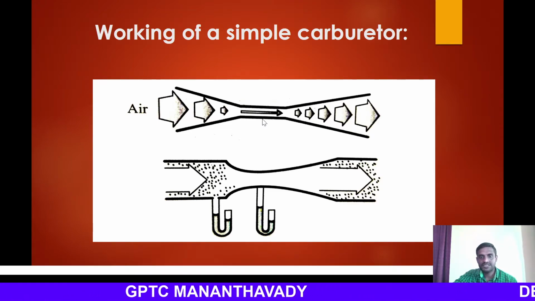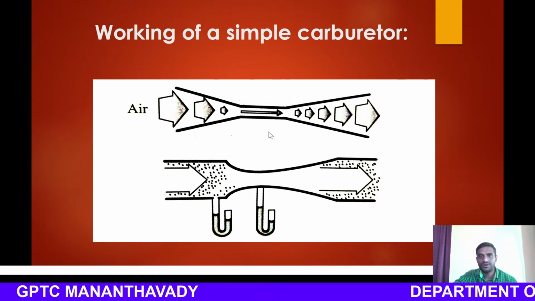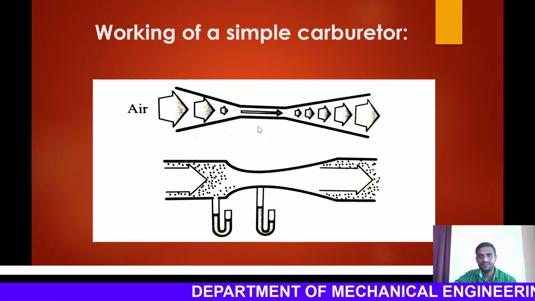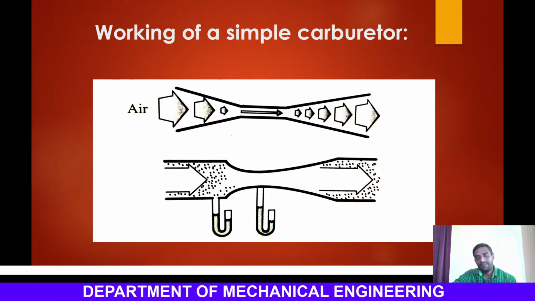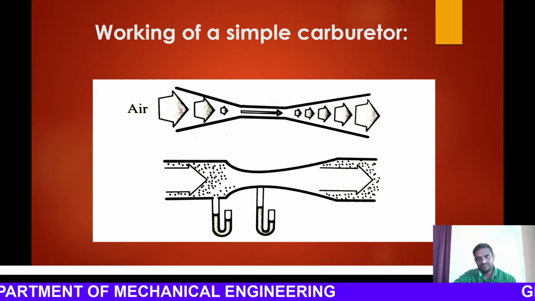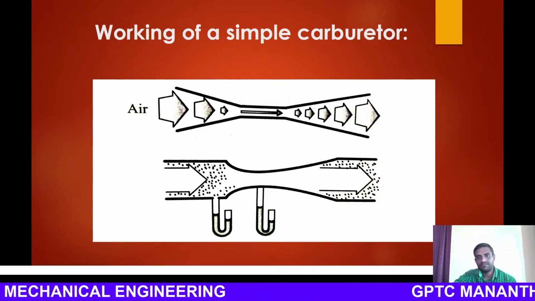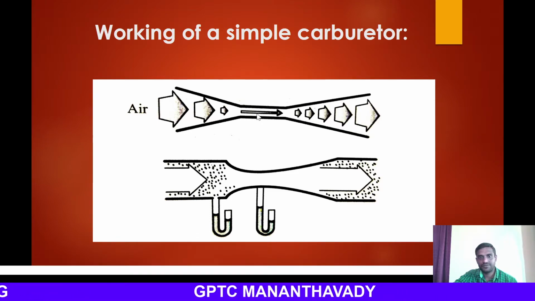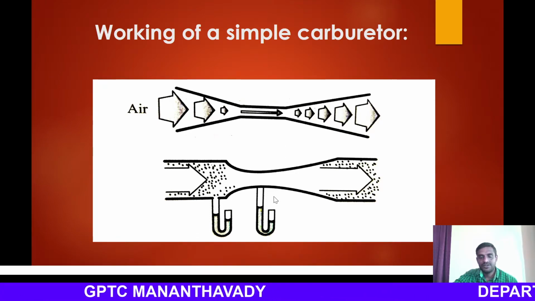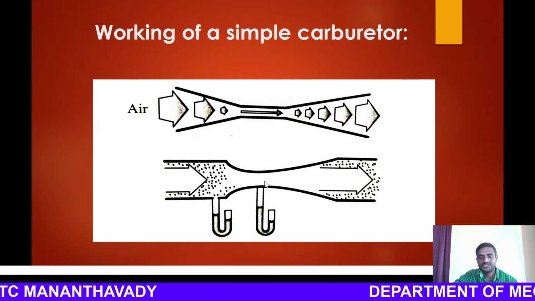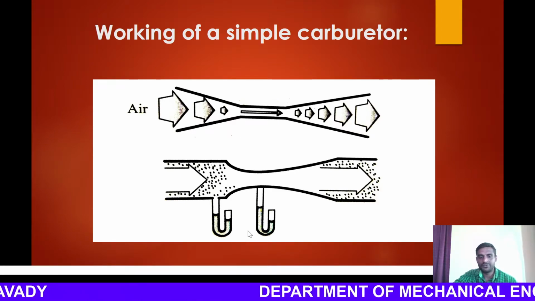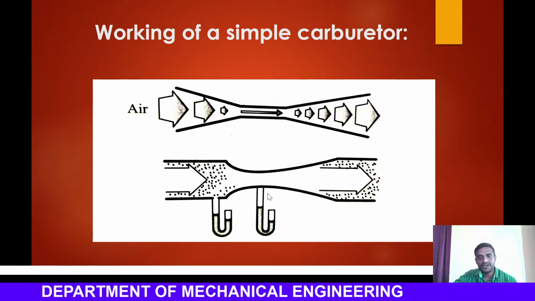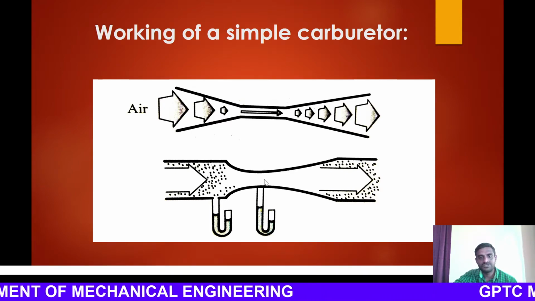The flow area is minimum in the throat region, which means the velocity will be maximized. What will happen if the velocity increases? A pressure drop will be created. A vacuum is created in this throat area. So what will happen if we connect this throat area to a liquid in a container? The liquid will rise from the container to this region because of this pressure difference.